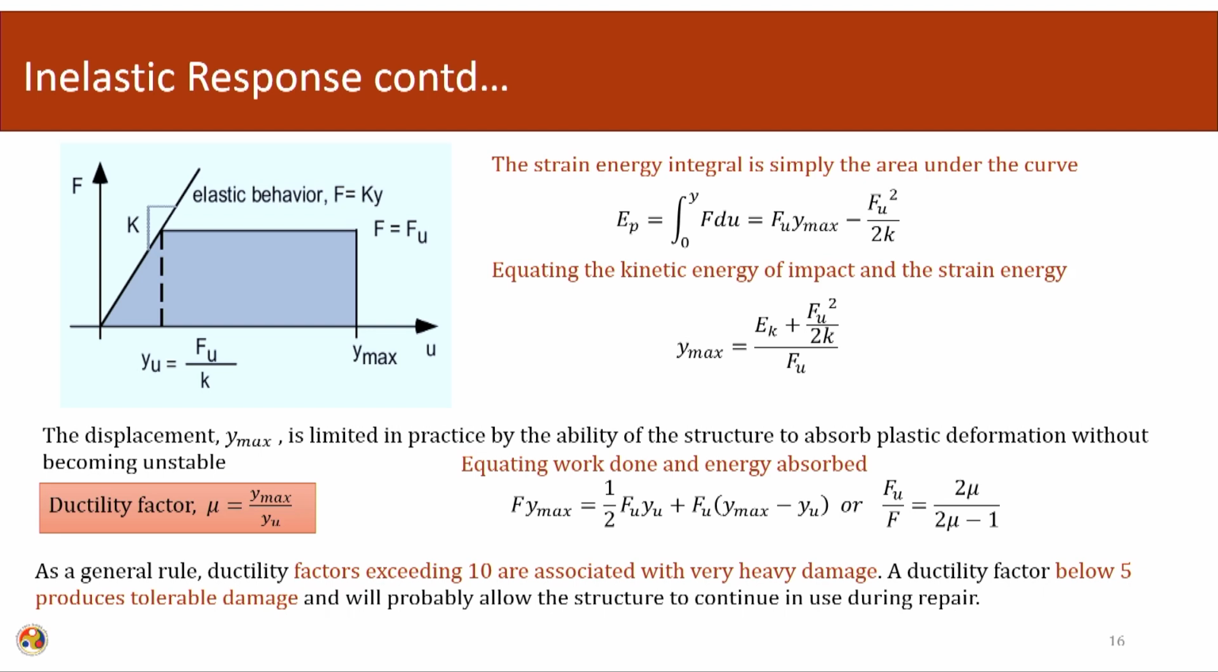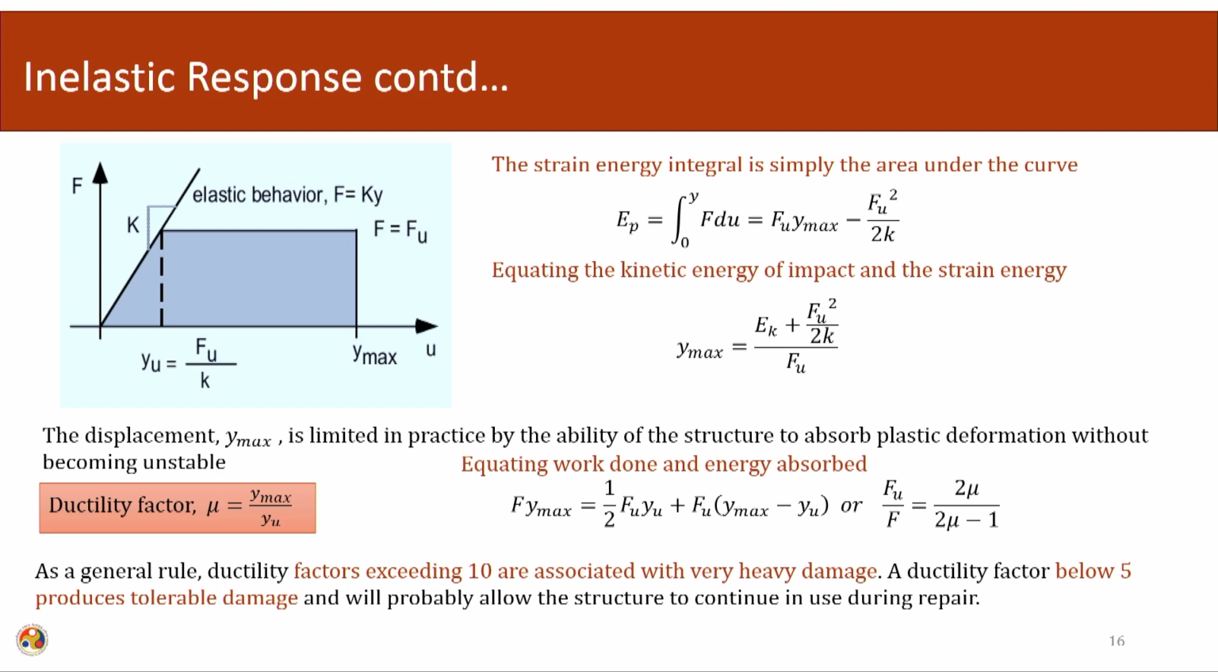As a general rule, ductility factors exceeding 10 are associated with very heavy damage. If ductility is 10, it means that the value of the allowable plastic deformation is 10 times the value of the elastic deformation. It means that my structure has undergone a large deformation, and has sustained very heavy damage. This is some sort of thumb rule that we normally establish.